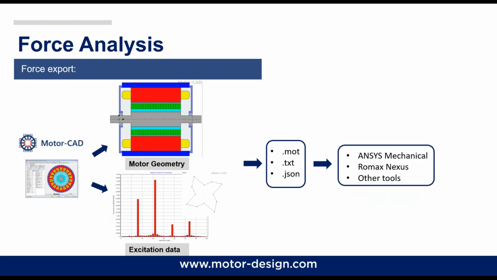So at this point, it's also worth mentioning the different formats that can be exported from Motor-CAD, which are MOT, text, and JSON files, and these can be imported by several other software to carry out further NVH analysis, such as, for example, ANSYS Mechanical, Romax Suite. But these are types of file formats that can be used by other software as well.